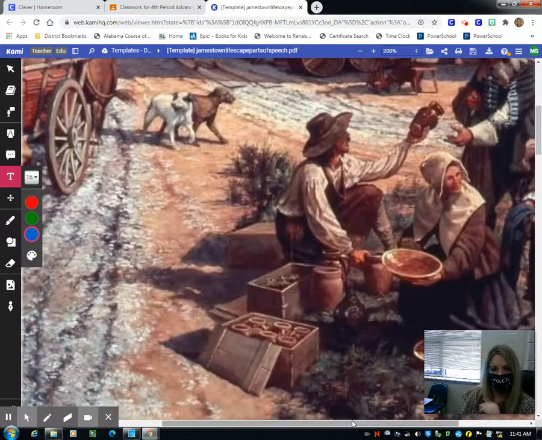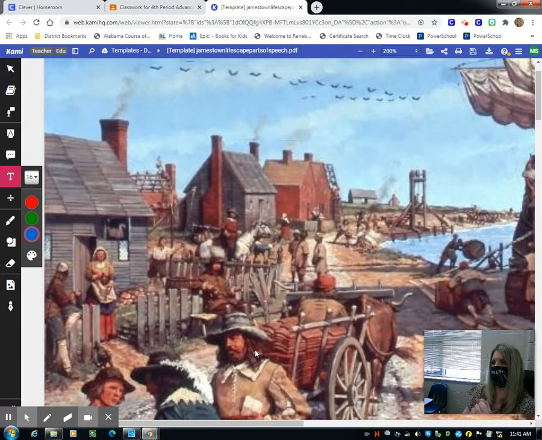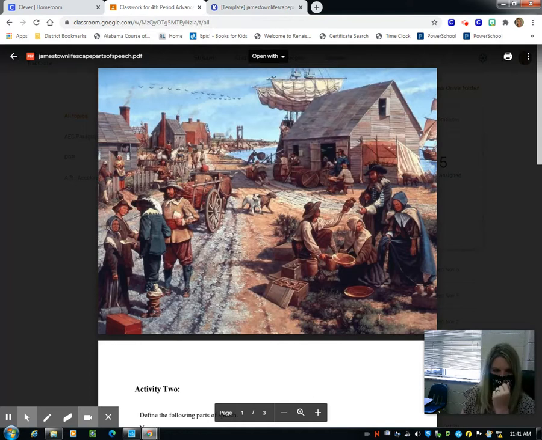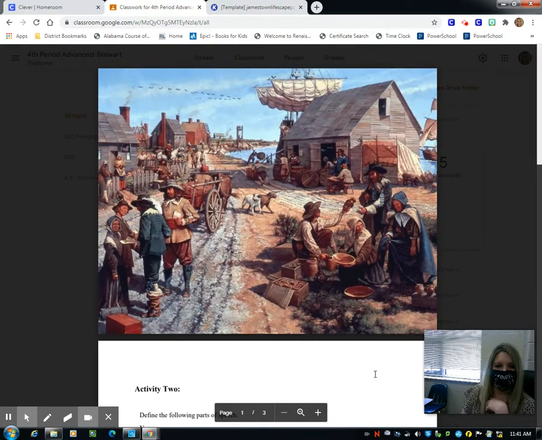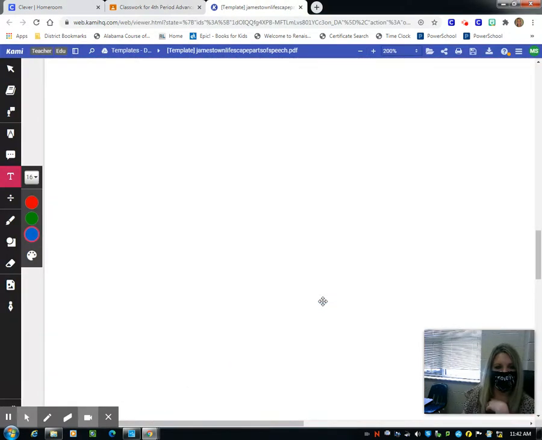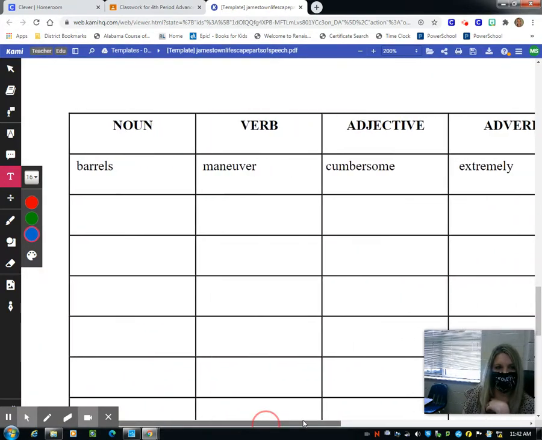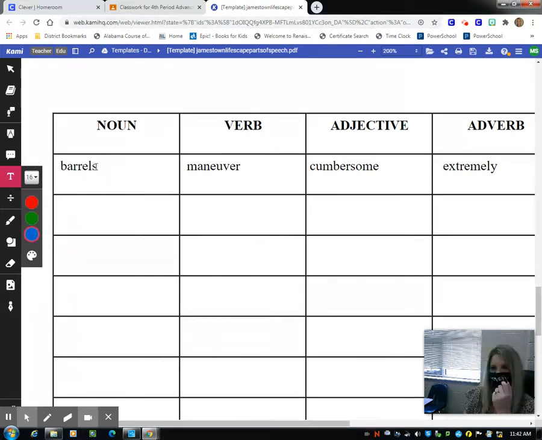Y'all know the word maneuver? Yeah. What does it mean? Like move. To move. And kind of to move in certain ways, like, it may not be the easiest. Maneuver through an obstacle. Yeah, maneuver through an obstacle. So we go back down. Their example is going to be they list a noun first, and they chose barrels, okay? And then their verb was maneuver. They could have just said move. Maneuver is a much more advanced vocabulary word, isn't it? Mm-hmm. So barrels, the verb is maneuver.